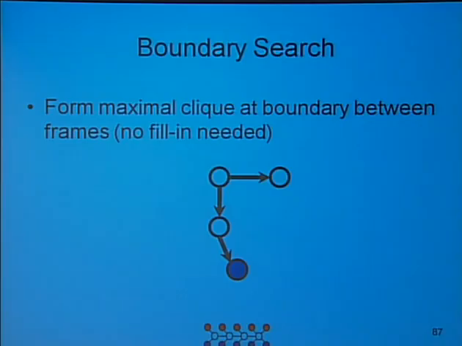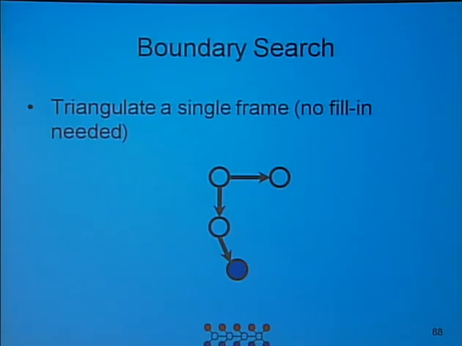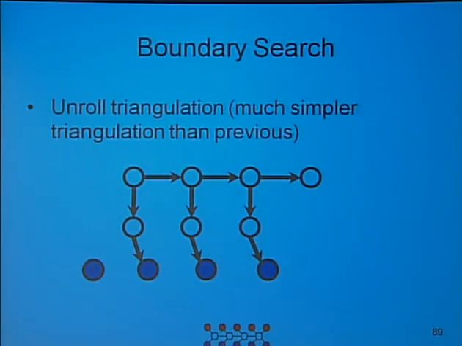So we take the same steps as before. We form a maximal clique at the boundary between frames. No fill-in is needed. Now we triangulate a single frame. No fill-in is needed. And if we unroll, now we have a graph that's much simpler than before.